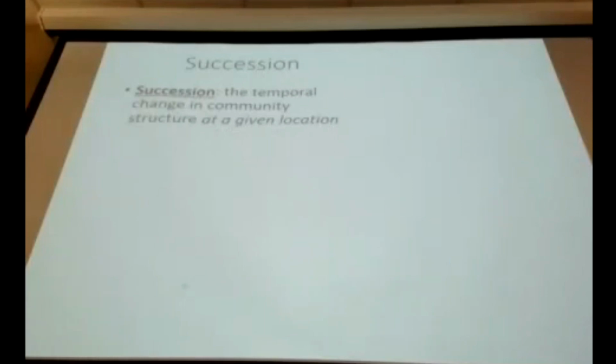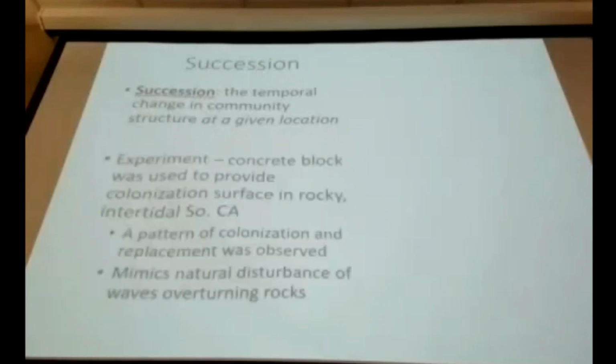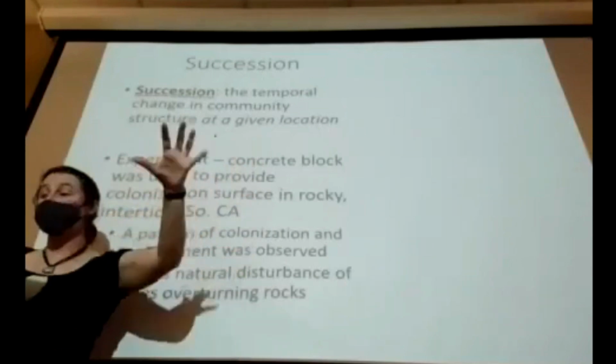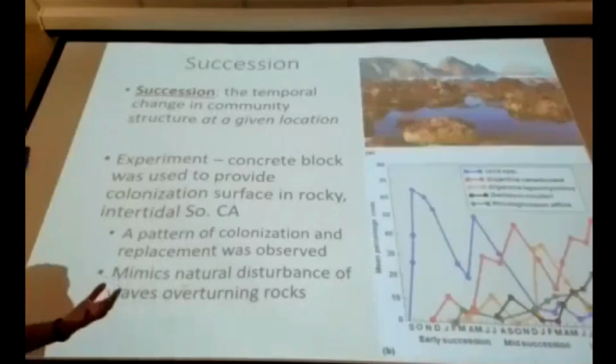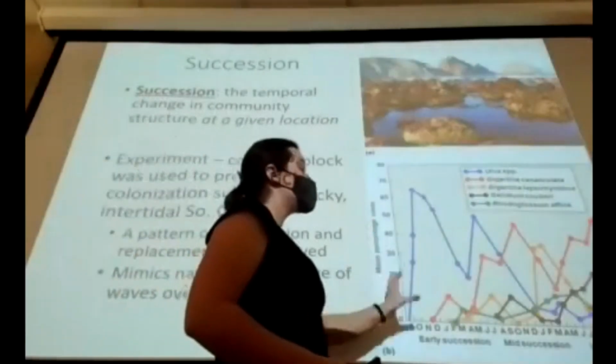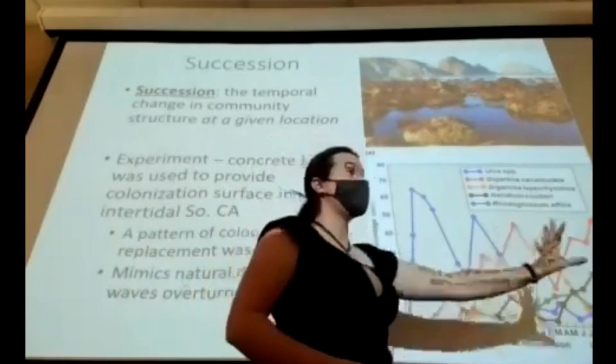Just as a proof of concept here, some scientists took a concrete block and put it in the water off the coast of California and essentially watched what happened. They noticed what species and their abundance colonized this brand new surface over time. The same exact surface, the same block, but different species colonized at different times.